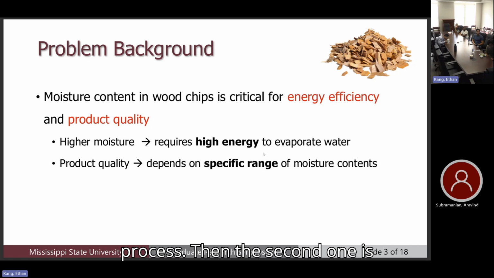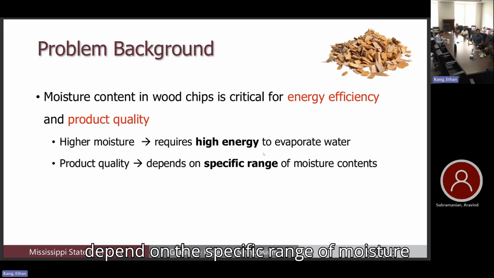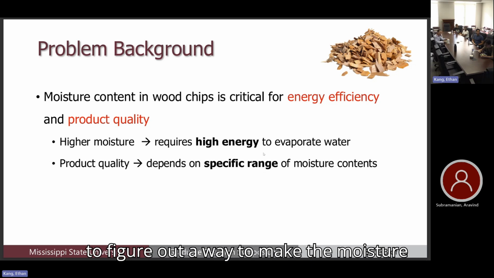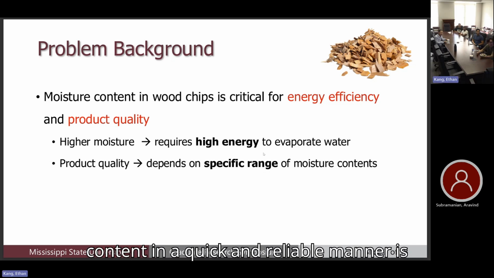Then the second one is the product quality of biofuel or biomass based factories. They depend on a specific range of moisture content. So if the moisture content is outside that specific range, they need to figure out a way to bring the moisture content within the range. Therefore, determining the moisture content in a quick and reliable manner is very important.